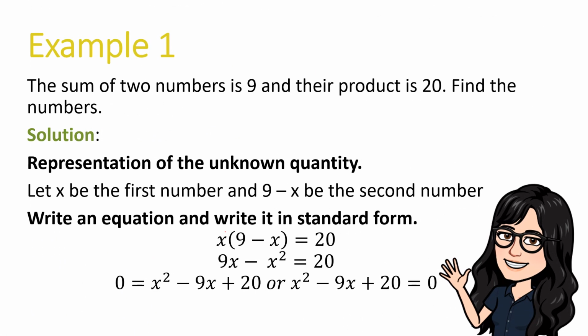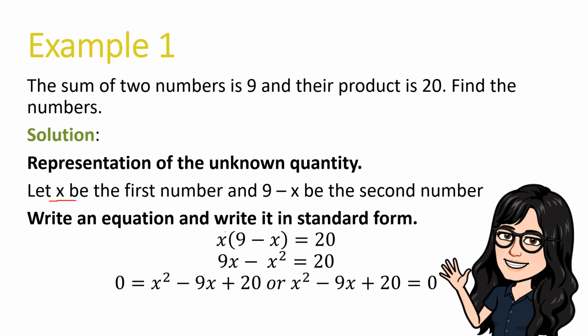Let's have example number 1. The sum of two numbers is 9, and their product is 20. Find the numbers. Now let's have the solution. The first step is to represent the unknown quantity by a variable. In this case, I use variable x to represent my unknown quantity. So therefore, I will let x be the first number and 9 minus x be the second number.